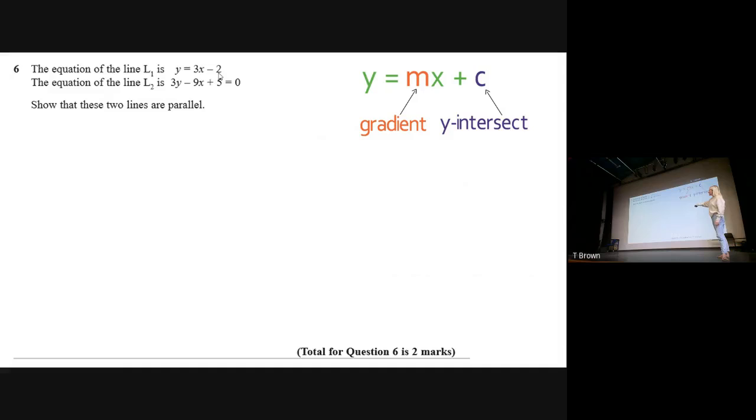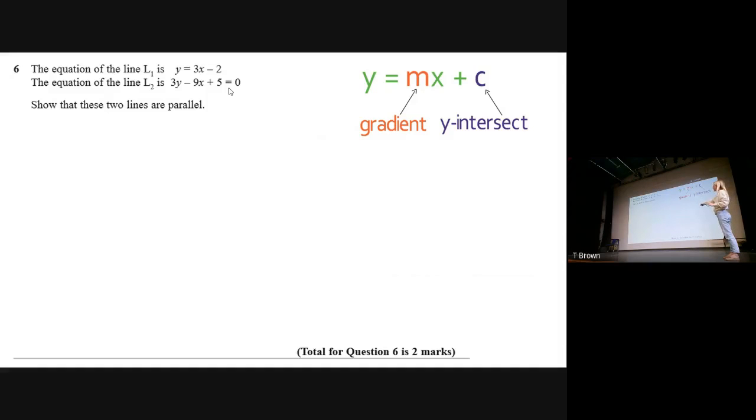The equation of the line L2 is 3y minus 9x add 5 is 0. Horrible. Okay, I can't tell anything about this line because it's not in this format. The y isn't on its own, and it's got loads of other stuff. It's just a bit of a mess, this one. It's still a straight line. It's got no powers. If it had powers, it might be a quadratic or a cubic. It might bend on the graph, whereas these are straight lines because they've got no powers.